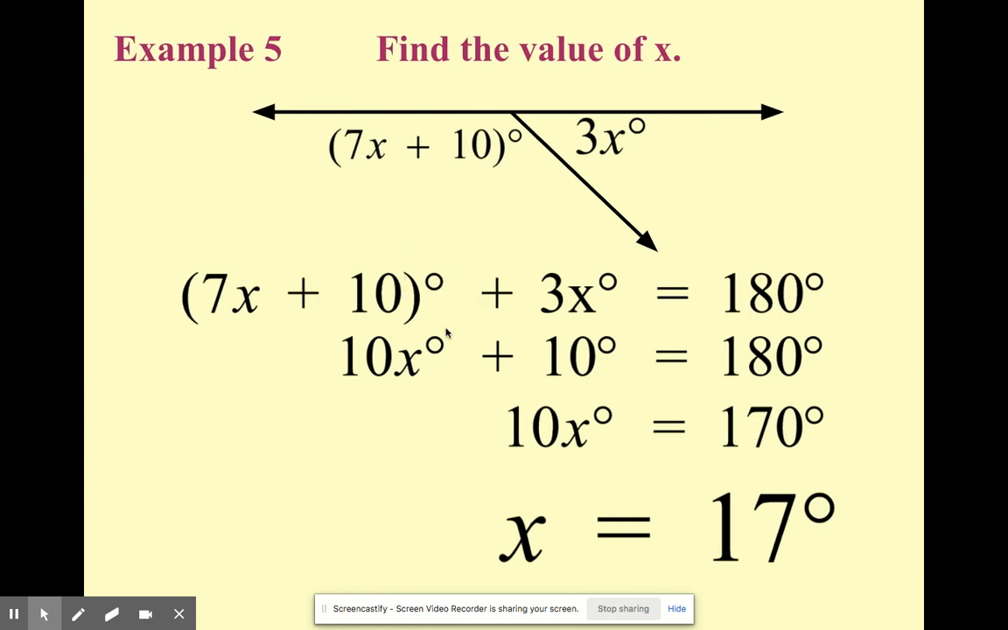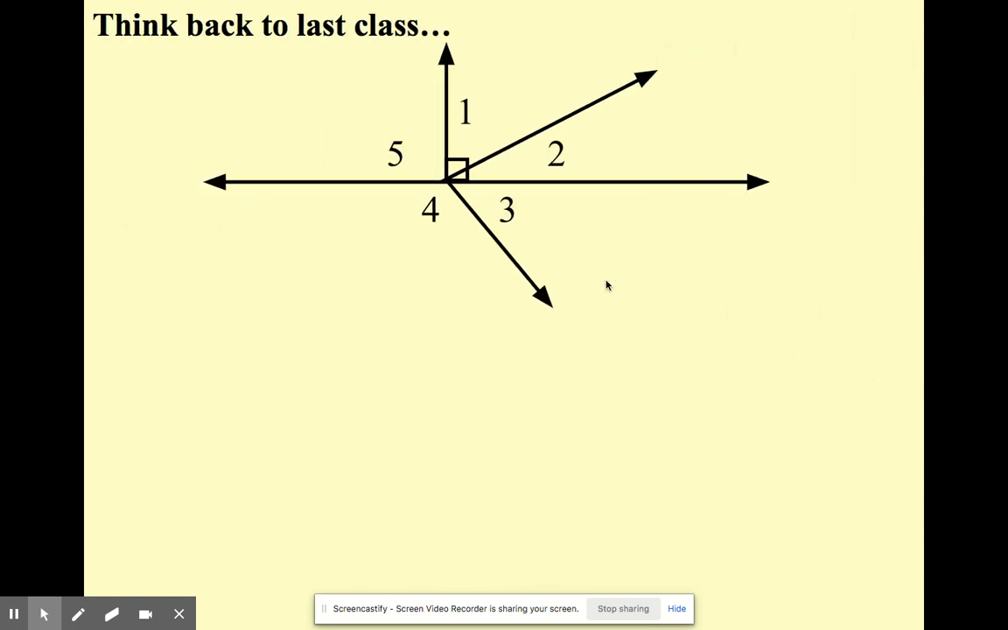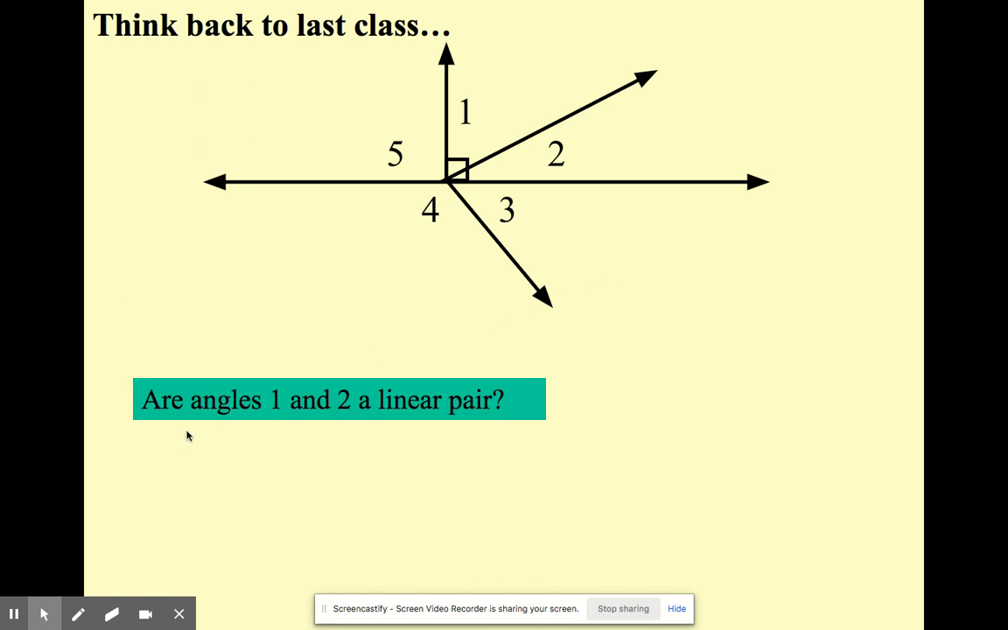We also could have something like this: 7x plus 10 plus 3x equals 180. Again, we just go through that linear equation process, combine like terms, isolate that variable. And so let's keep going with some practice identifying linear pairs, supplementary, and complementary angles.